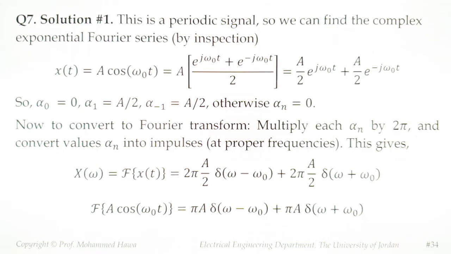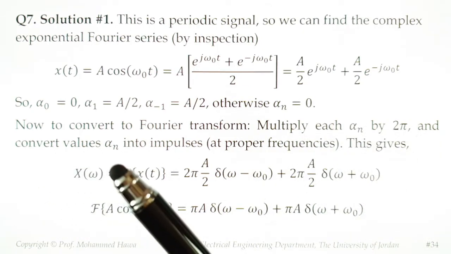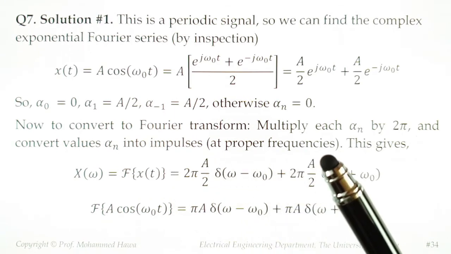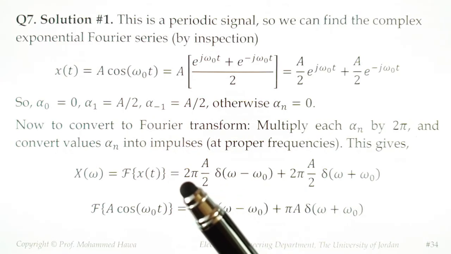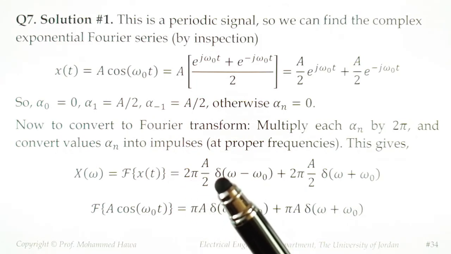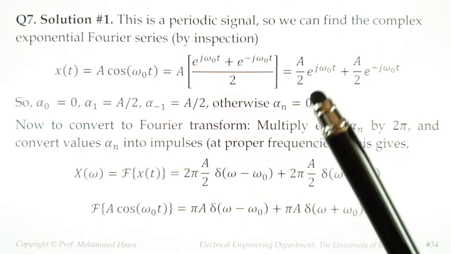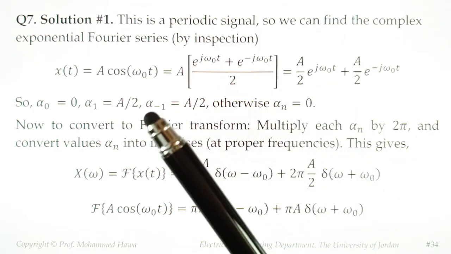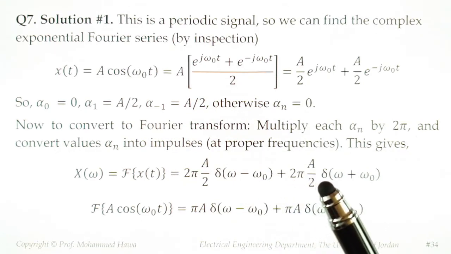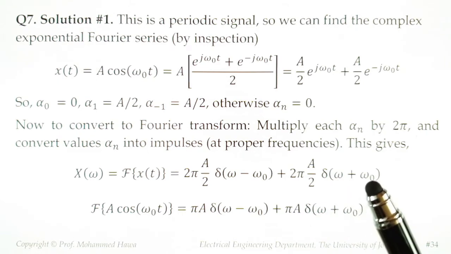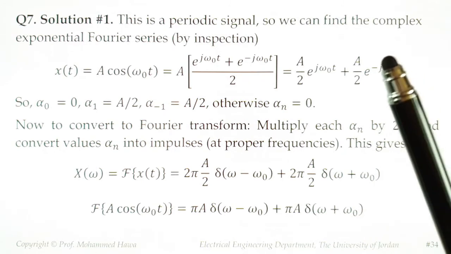Now let's convert those alphas into Fourier transform. To do that, you multiply each alpha by a factor of 2 pi and convert the values of alpha n into impulses at their corresponding frequencies. What I'm going to get is a over 2 multiplied by 2 pi and then multiplied by an impulse. Notice the impulse is located at omega naught, which is the frequency of this exponential. For alpha minus 1, I have a over 2 multiplied by 2 pi multiplied by an impulse. And this impulse is located at minus omega naught. This is shifted left, so minus omega naught, which is the frequency of this exponential.